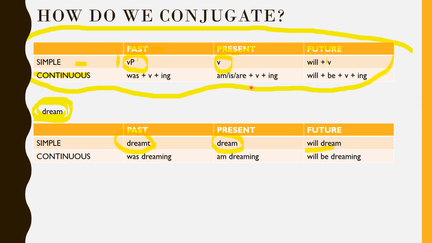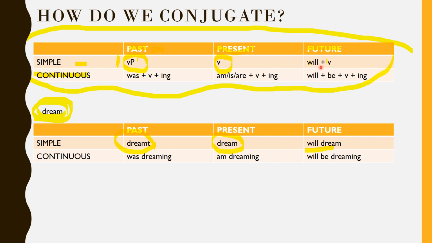Now, for present, we have am or is or are plus your verb plus ing. Now, for the sake of these videos, we are going to use am because the subject we will assume is I. If you look back at subject, verb, object, you will remember that our verb needs to agree with our subject. Right. So we are always using am in these videos because the subject is I. So it's am plus dream plus ing. I am dreaming.